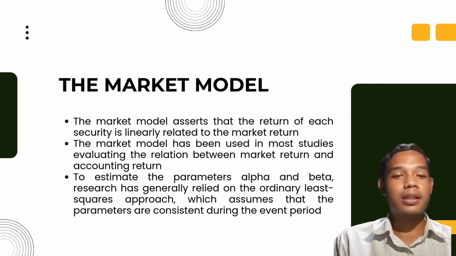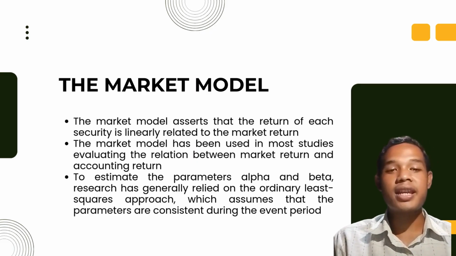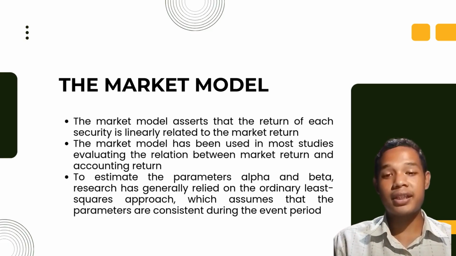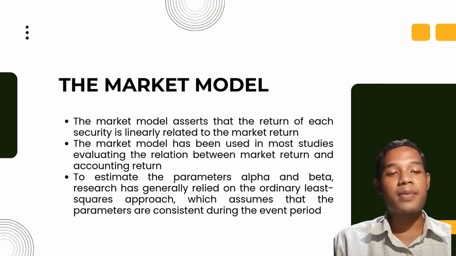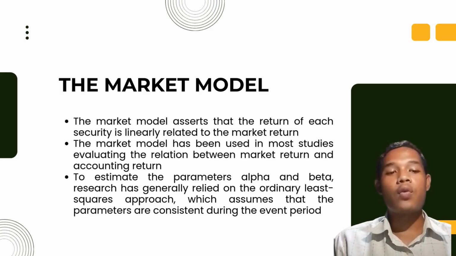Okay, the first material is about the market model. The market model asserts that the return of a security is linearly related to the market return. The market model has been used in most studies evaluating the relation between market return and accounting return. To estimate the parameters alpha and beta, research has generally relied on the ordinary least squares approach, which assumes that the parameters are consistent during the event period.